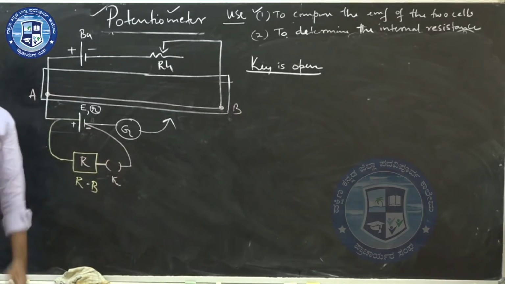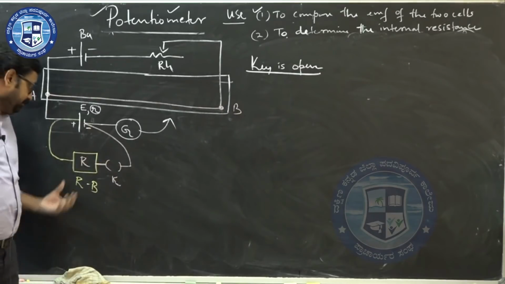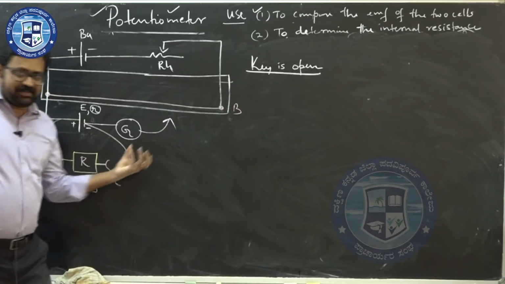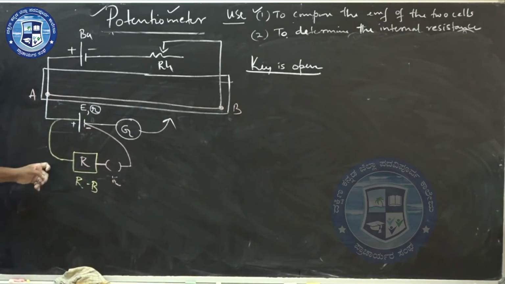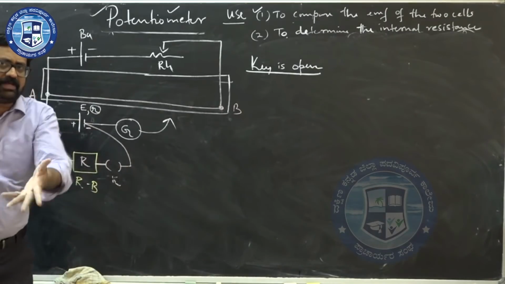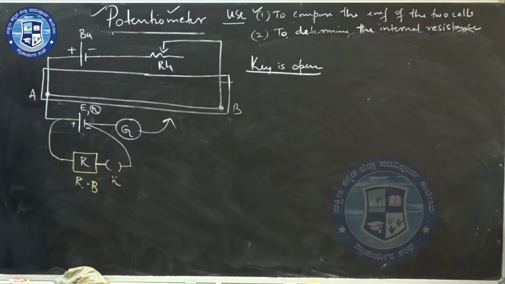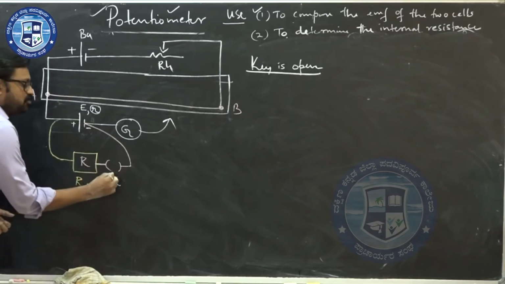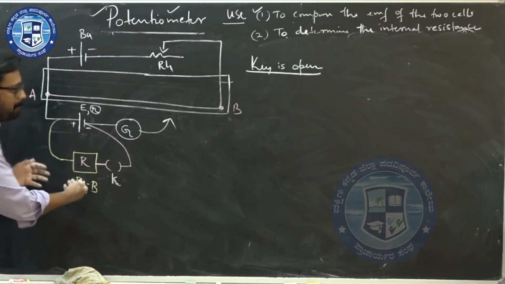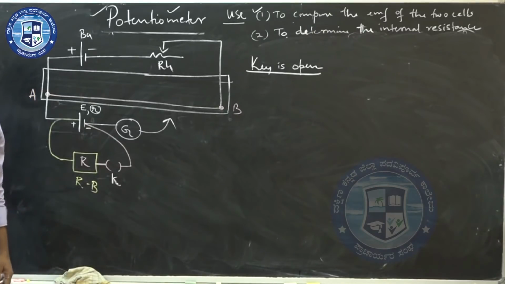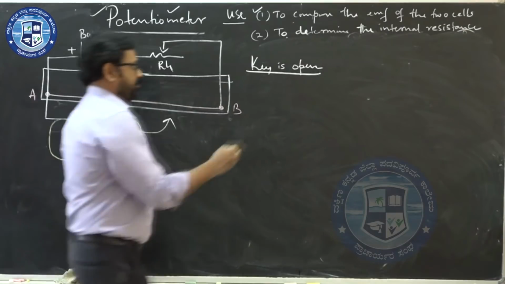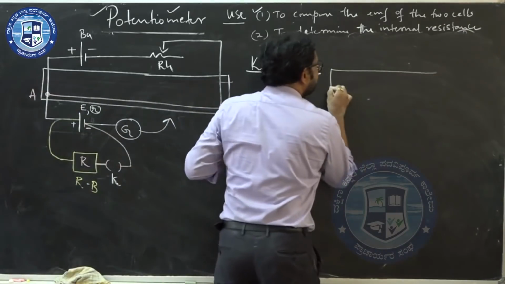When the key is kept open, think practically. Don't you think there is no use of this part of the circuit? You keep any resistance in the resistance box, maybe 1 ohm, maybe 10 ohm, maybe 100 ohm, maybe 1000 ohm, it doesn't make any difference, because key is open means the resistance box is in the open circuit. Better to remove it, no? When the key is open, better to ignore this part and perform the experiment.